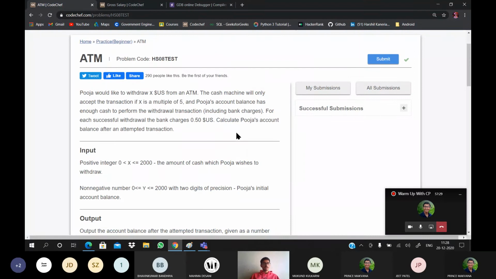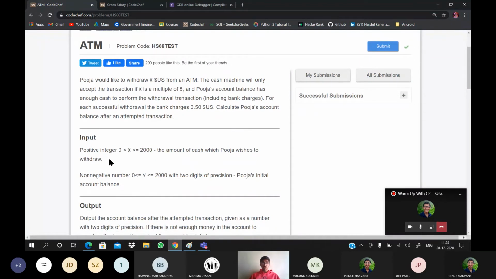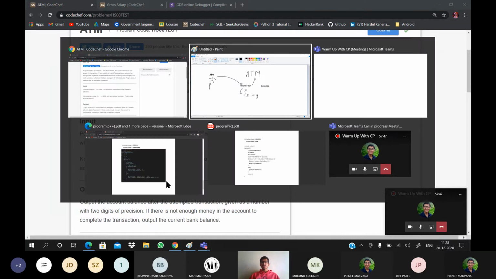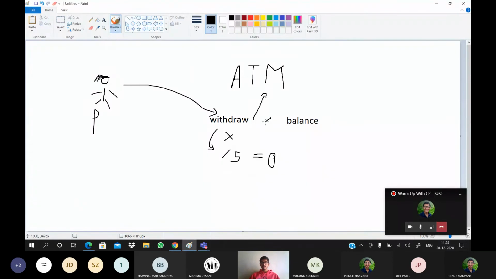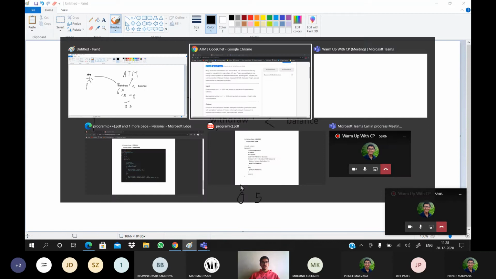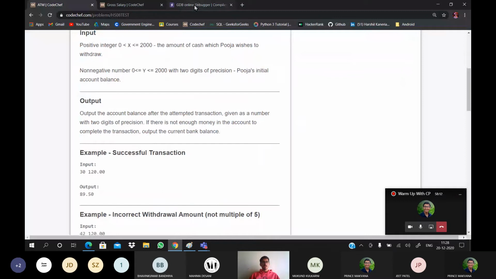First of all, let us see the input. We want two inputs. The first input is the amount of cash which Pooja wants to withdraw, and the second is the amount of balance which Pooja holds. If the withdrawal is less than the balance, then and only then the transaction will occur, and the bank charges 0.50 US dollar. I hope you all understand the question. Let us build the code for it.